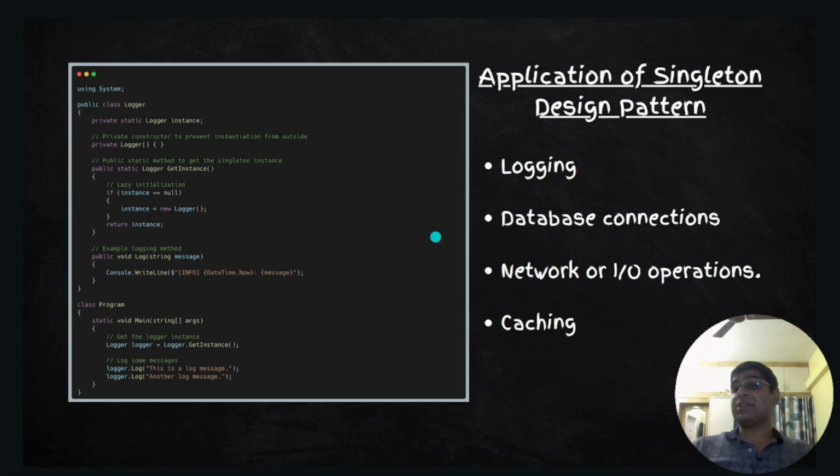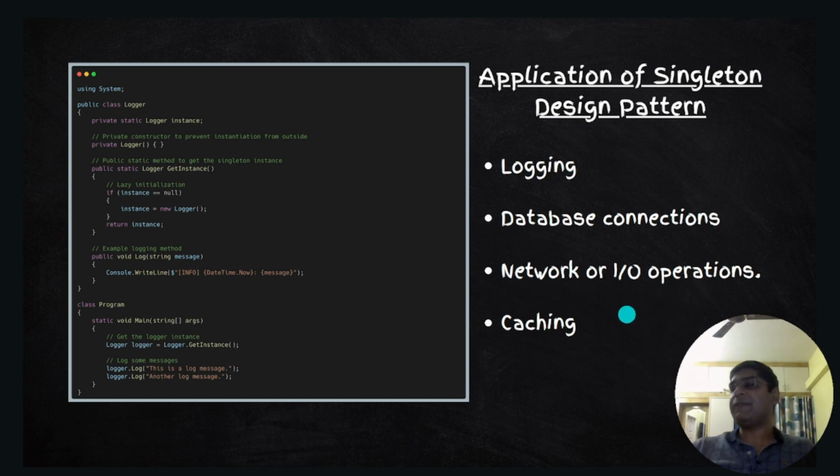What are the other applications of the singleton design pattern? Database connections, and network or IO operations. Typically you would create one single object of a database, so that you need not open the connection again and again. Every time you are making a transaction to the database, the connection will always be open, so that you need not have that additional delay. You want to save that time, so it is used for that, and it is also used for network or IO operations.